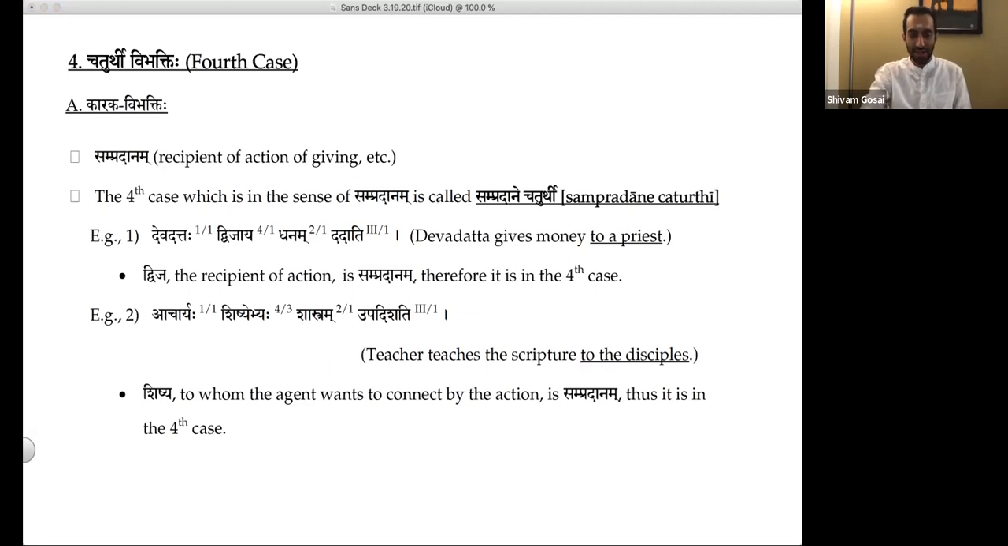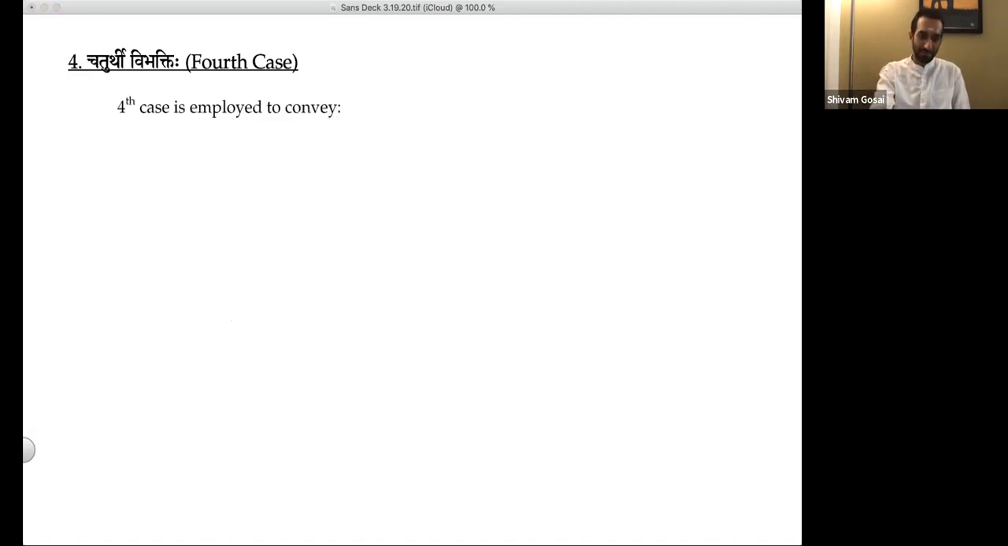Yeah, so now we saw Devadattaha Dvijaya Dhanam Dadati. So Ramaya or Dvijaya, Acharya Shishyebhyah, just like Ramebhyah, Shastram Upadishati. Okay. Let's continue a little bit. We can probably do one more, or we can see an example.